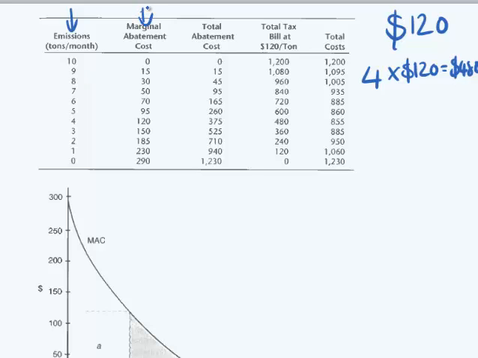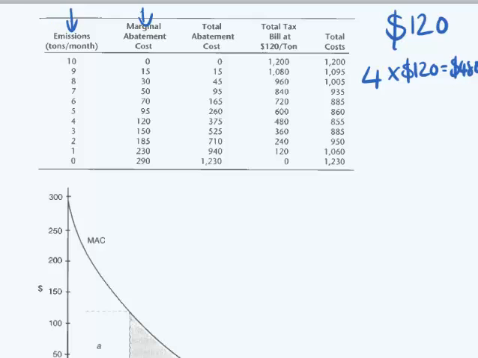The second column shows the marginal abatement cost, meaning the cost I pay for the last unit of emissions. 10 is the maximum, so I don't pay anything. There's no abatement cost if I emit 10 tons per month, because that's my maximum amount.